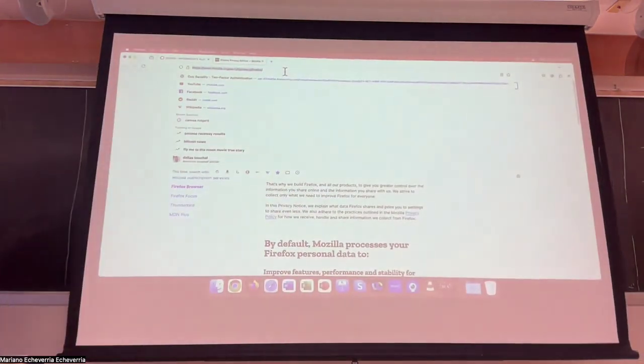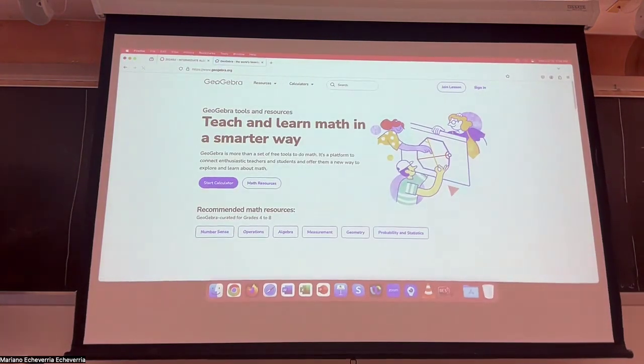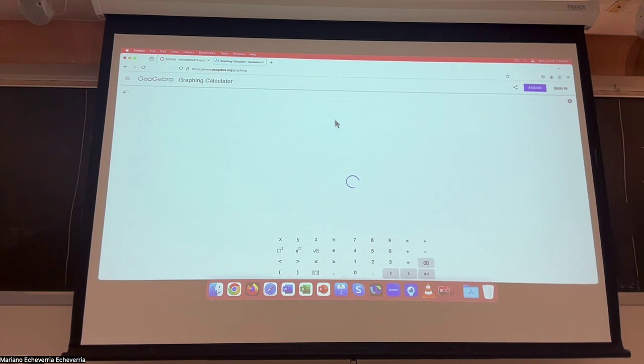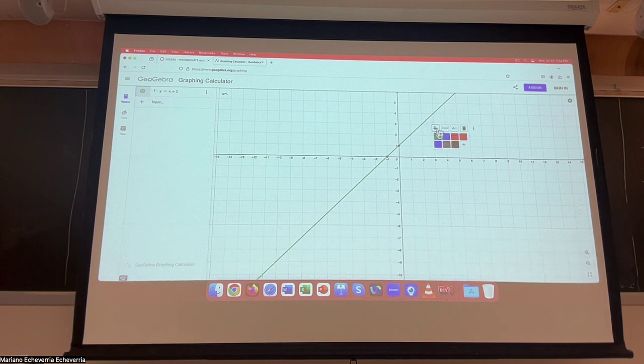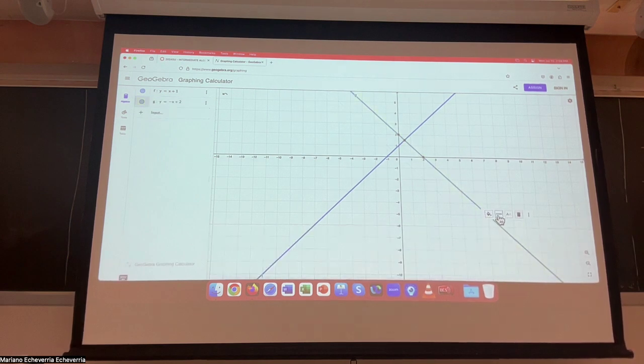So let me just show you the lines. Let's look at that. The first one, the blue one, was y equals x plus 1. So there you go. I'll change the color to blue so that it matches the one on the board. Then the green one was y equals negative x plus 2. So I'll change this one to green. It matches the board.